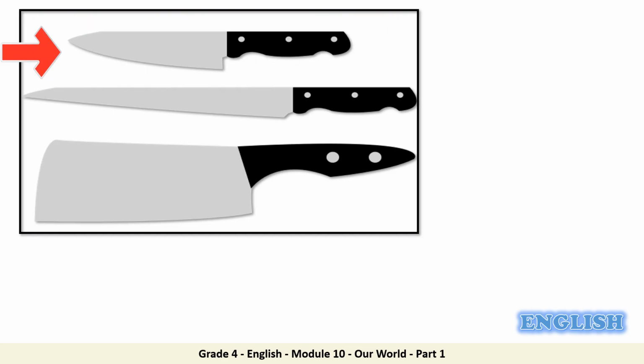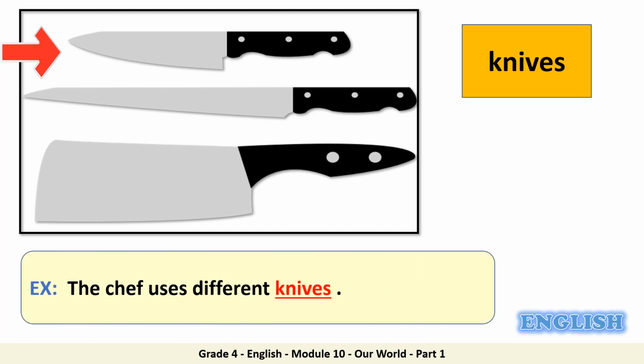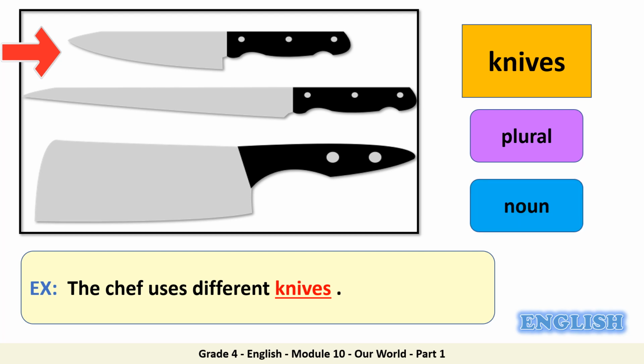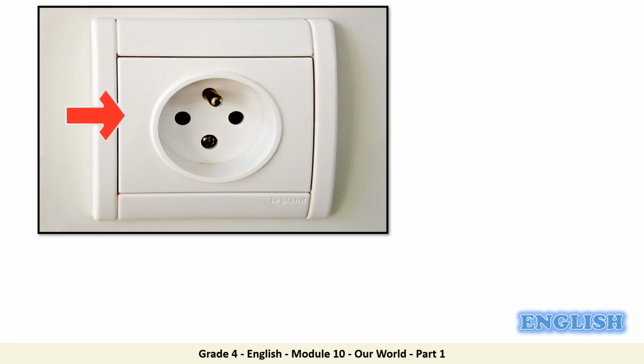Have a look at this picture. I can see more than one knife. How many can you see? 3. Do you know the plural form for the word knife? Knives. Let's use it in a sentence. The chef uses different knives. Now, this word is in the plural form. Can you identify which part of speech it is? It's a noun.